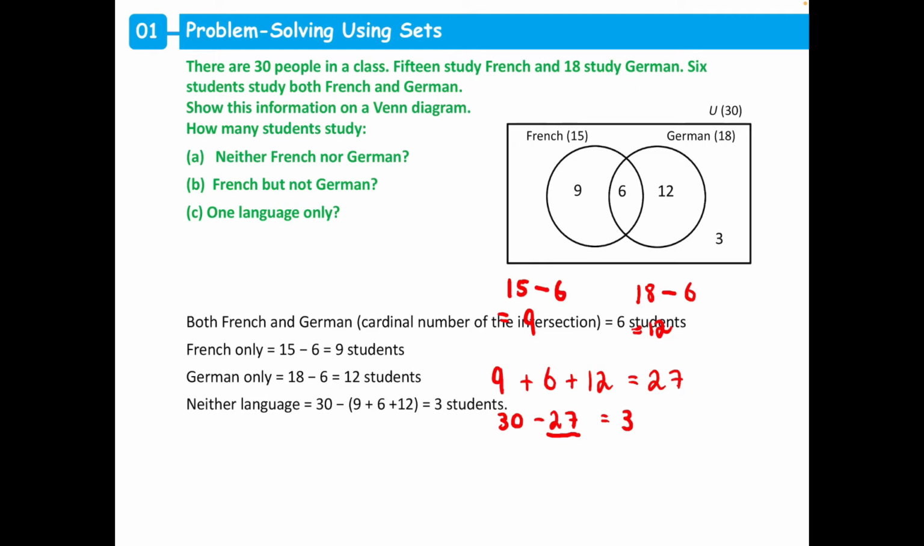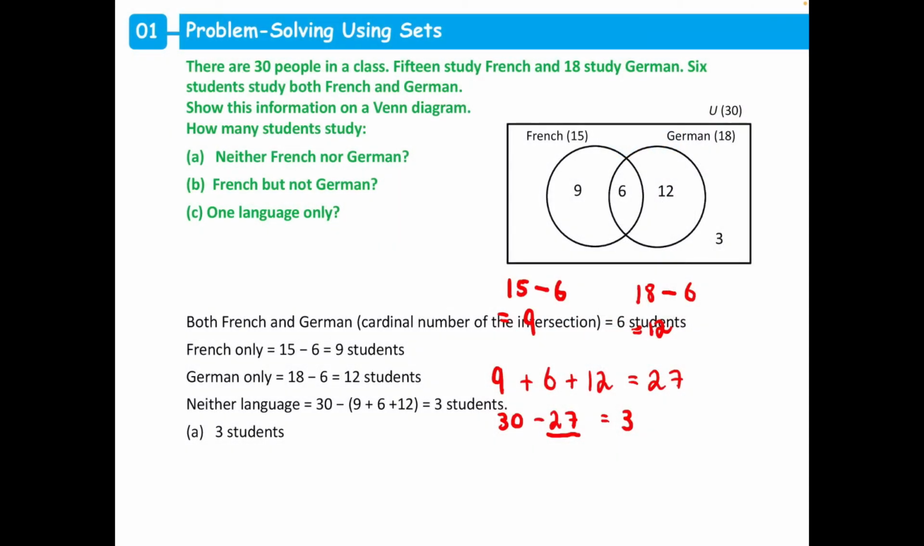Now, let's look at part A. How many students study neither French nor German? Now that we have our Venn diagram drawn, we can answer these questions easily. We have 3 students who study neither. This is the number of students who are not included in either the French or the German Venn.